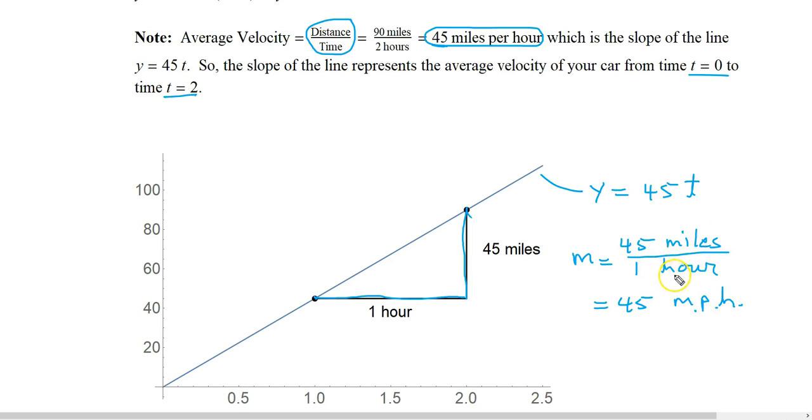Notice how the units work out here. The units for the y are miles, the units for our t-axis are hours, and so our units for the slope are miles over hours, or miles per hour. And you see the slope actually gives us our average velocity during that trip. And so that's how we can interpret the slope as being a rate of change.